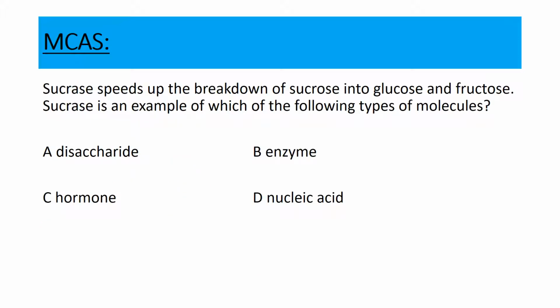Sucrase speeds up the breakdown of sucrose into glucose and fructose. Sucrase is an example of which of the following types of molecules? A, a disaccharide. B, an enzyme. C, a hormone. Or D, a nucleic acid. Well, the answer, of course, is B, an enzyme. We could infer this based on a number of things, but of course we have the suffix ase that helps give it away. And we are talking about the breakdown of a molecule, and that's also a hint. Enzymes are used to help combine molecules or to help break down molecules.